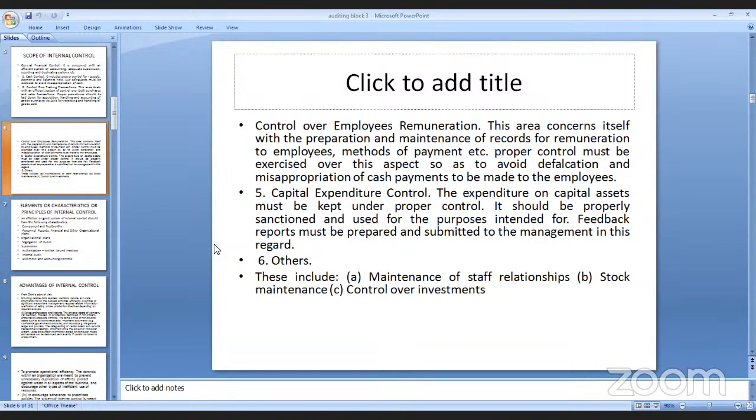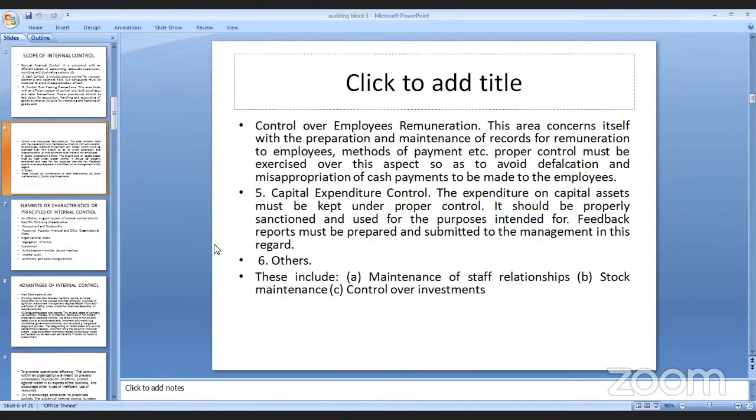Next, other control activities such as maintenance of staff relationships. Nowadays relationships have become mechanical, but because of that there is no proper smooth functioning of an organization. Every entrepreneur must maintain a smooth and soft relationship with their employees. The entrepreneur must not treat employees merely as employees. They must treat them as part and parcel of the enterprise.